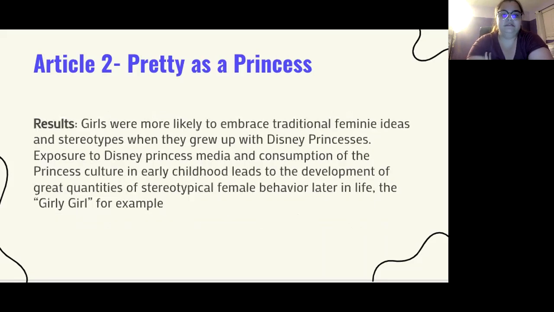And the result of this study found that girls were more likely to embrace traditional feminine ideas and stereotypes when they grew up with Disney princesses. Exposure to Disney princess media and consumption of the Disney princess culture in early childhood leads to the development of higher quantities of stereotypical feminine behavior later in life, so becoming the girly girl.